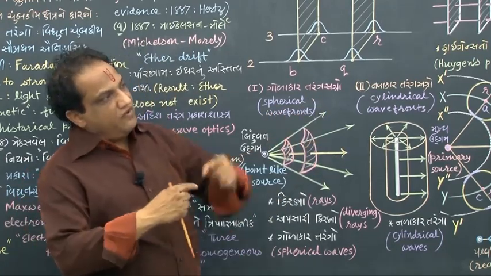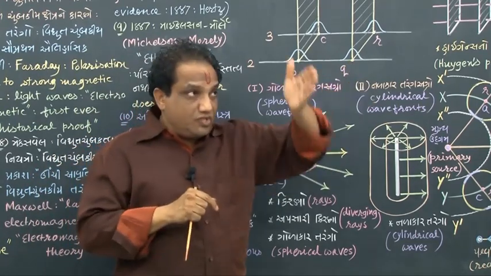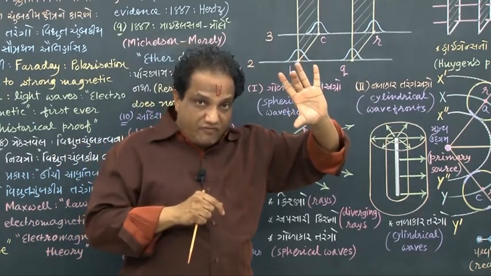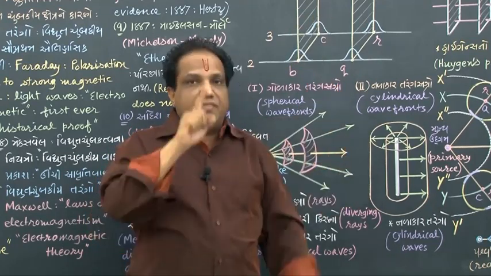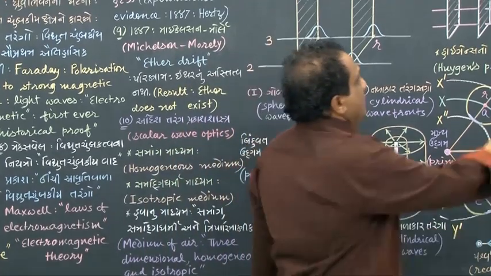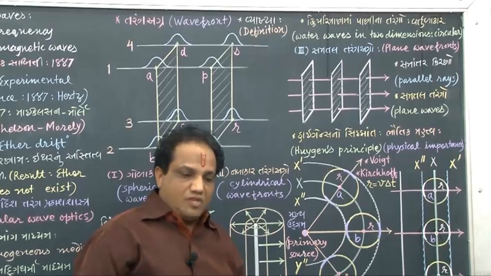Then if you think of infinite distance, then at infinite distance from the source, it will so happen that in a limited part of a wavefront, you will find it flat, planar, and that's why such wavefronts are called plane wavefronts. Fine. How would you define them?